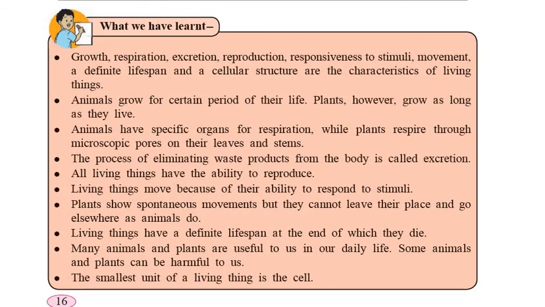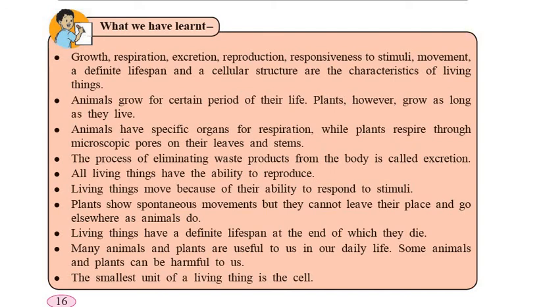What we have learned: growth, respiration, excretion, reproduction, responsiveness to stimuli, movement, a definite lifespan, and a cellular structure are the characteristics of living things. Animals grow for a certain period of their life. Plants, however, grow as long as they live. Animals have specific organs for respiration, while plants respire through microscopic pores on their leaves and stems. The process of eliminating waste products from the body is called excretion.